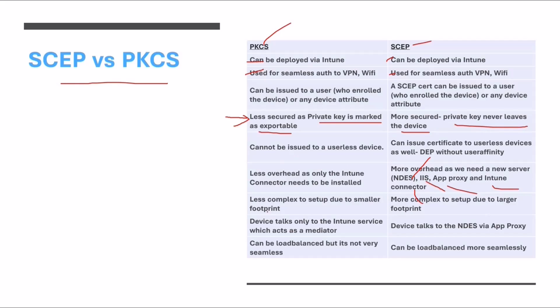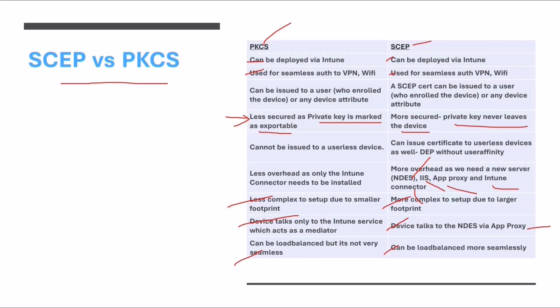So this is what the comparison is talking about. PKCS is less complex to set up. SCEP is more complex to set up. The device only talks with the Intune service, and the Intune service acts as a mediator. In case of SCEP, the device talks to NDES via app proxy. We'll talk about all of this in detail later on. PKCS can be load balanced, but it is not very seamless. SCEP can be load balanced, and it is more seamless. Again, we'll talk about load balancing later on.